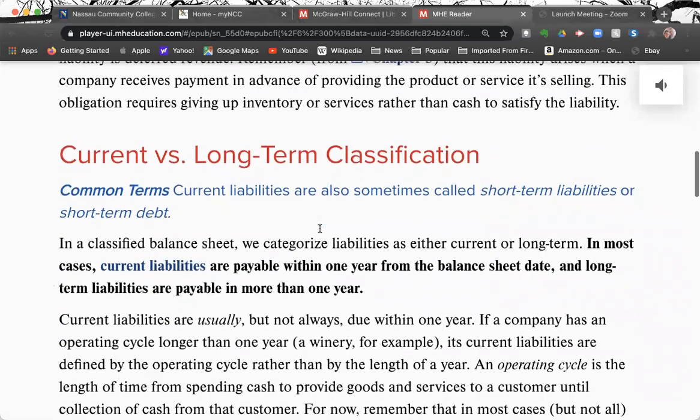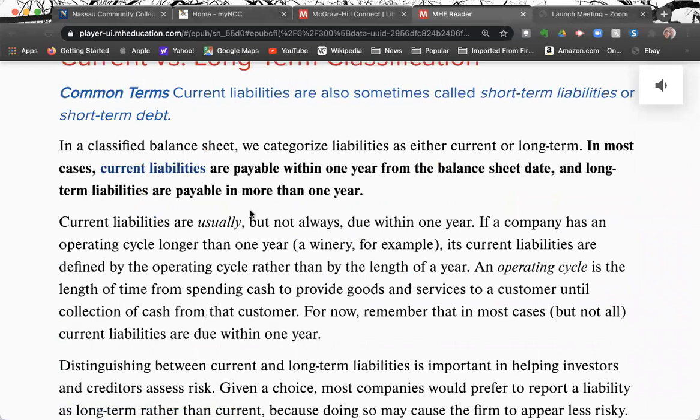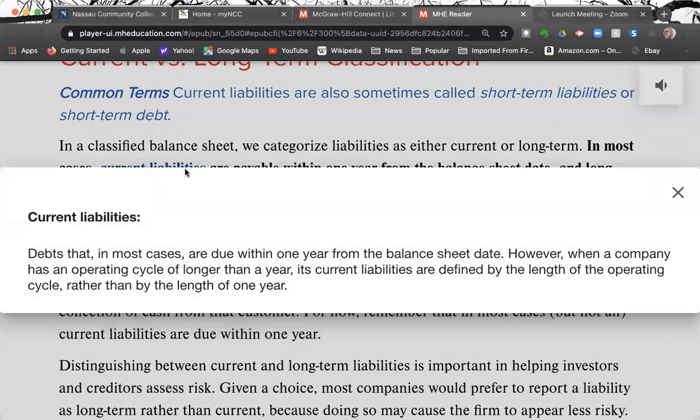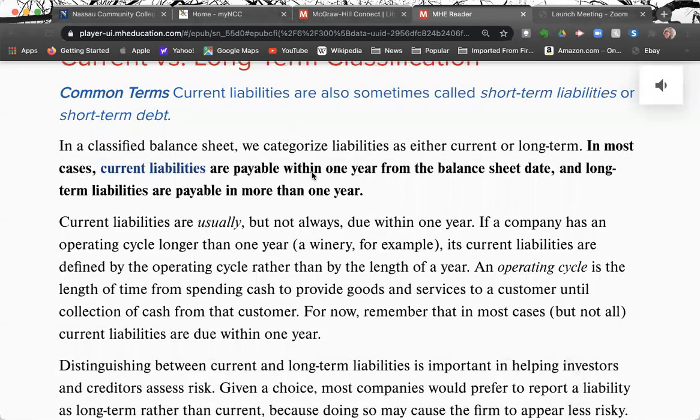And then they explain that. And current versus long-term, current liabilities are payable within 1 year from the balance sheet date. Now they use this thing, they say 1 year or operating cycle. I don't like that term, operating cycle. So let's deal with the 1 year time frame.